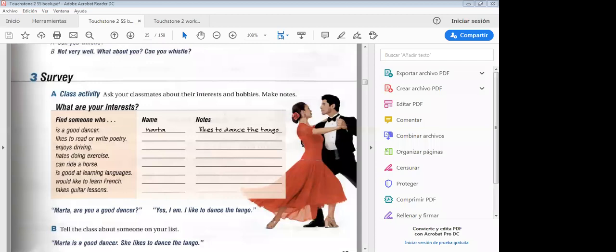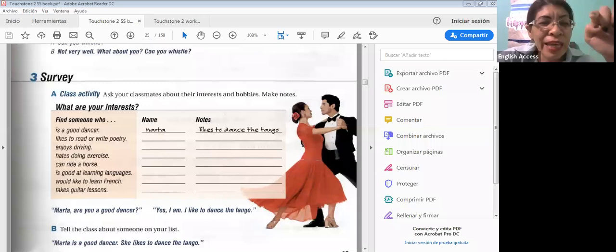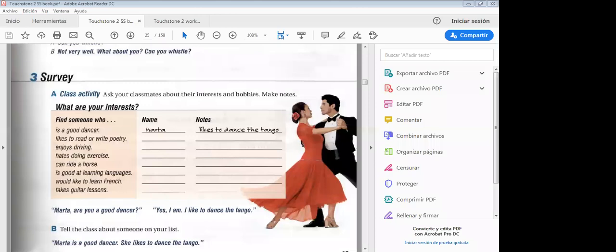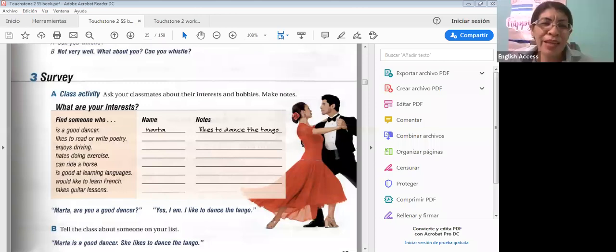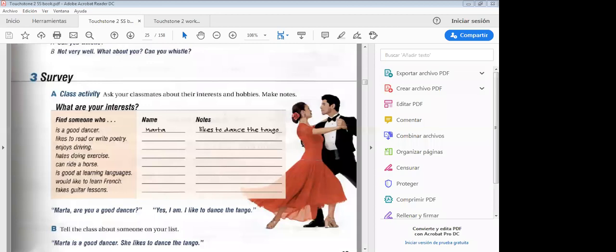Yes, maybe. Okay, so here, where it says name, you're going to write down Mauricio, Jesus, because they are the only ones who like to dance. And in the column that says notes, you can write down, for example, Mauricio likes to dance cumbia. Something like that. In names, again, Mauricio. Okay, question 2, please.